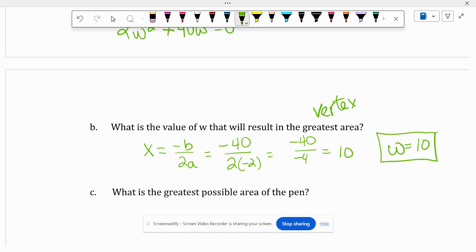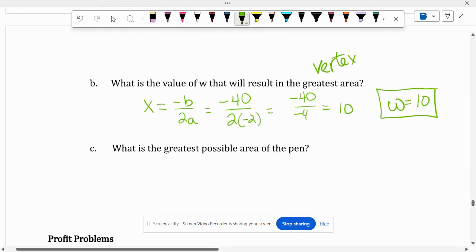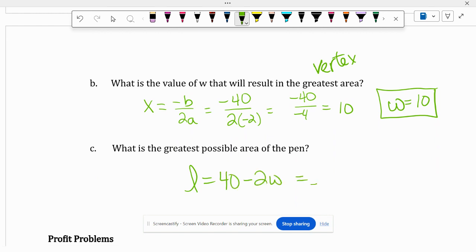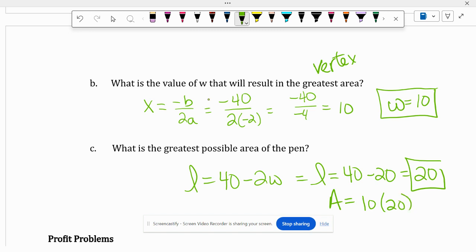Okay. So if my width is 10, what is my length? Well, my length is 40 minus 2W. So my length is 40 minus 20, or 20. So what is the greatest possible area? 10 times 20 is what? 200. Yeah. What are my units? Feet, right? Feet squared.